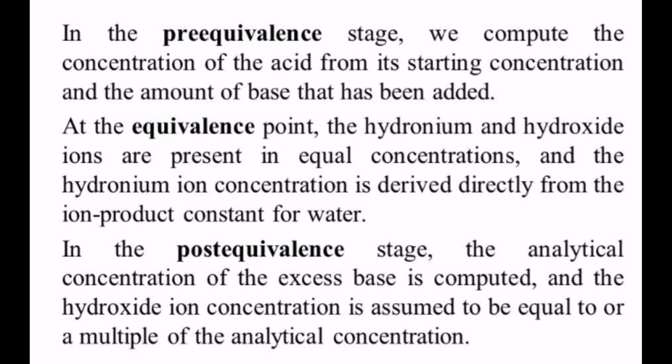So in the pre-equivalence stage, we compute the concentration of the acid from its starting concentration and the amount of base that has been added. Then at the equivalence point, the hydronium and hydroxide ions are present in equal concentrations, and the hydronium ion concentration is derived directly from the ion product constant for water. In the post-equivalence naman stage, the analytical concentration of the excess base is computed, and the hydroxide ion concentration is assumed to be equal to or a multiple of the analytical concentration.